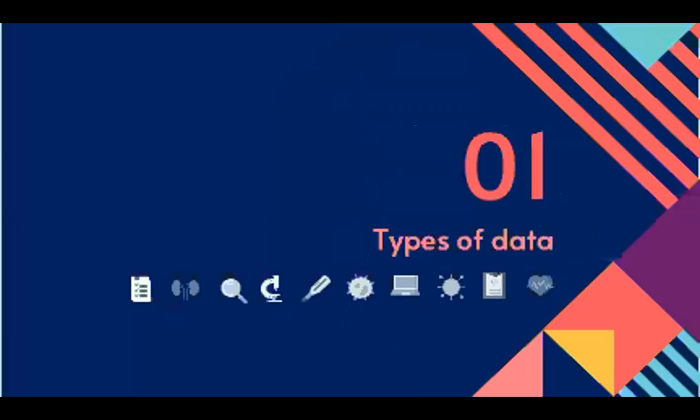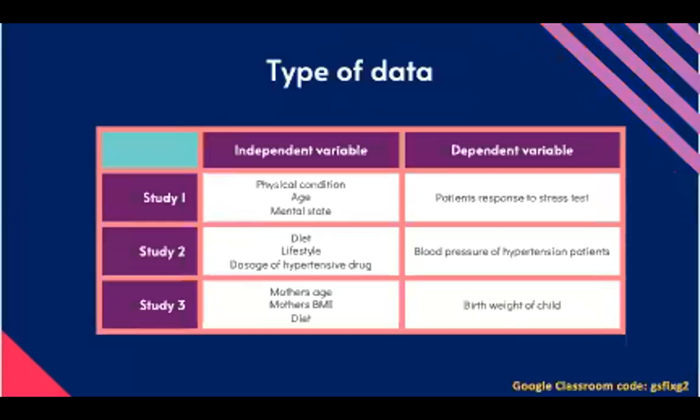So now we're going to look at the types of data. Like I mentioned just now, your study should typically have independent and dependent variables. First example is a study where a researcher wants to explore the difference between Paeds cardio patients versus other patients in relation to stress test, for example. So you may suggest that the independent variables, also known as predictor variables, such as physical condition, age, and mental state, would be among the good predictors of the patient's response to stress tests.